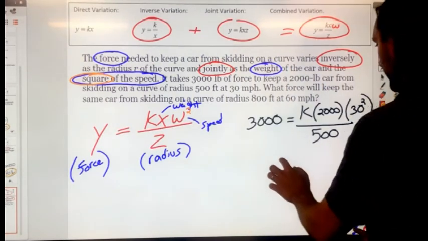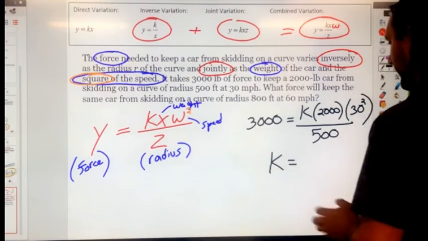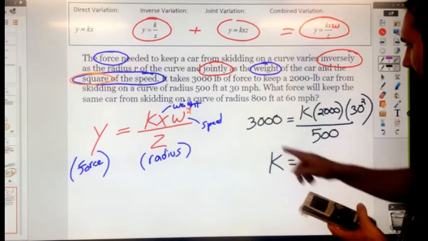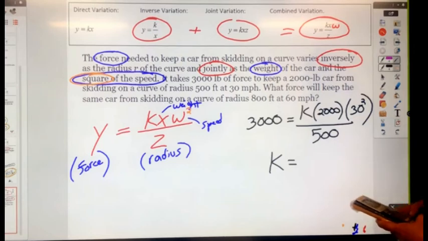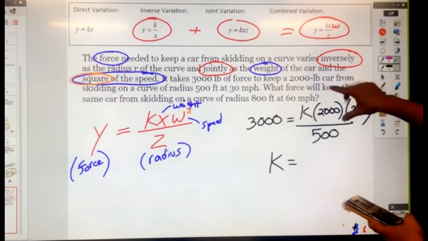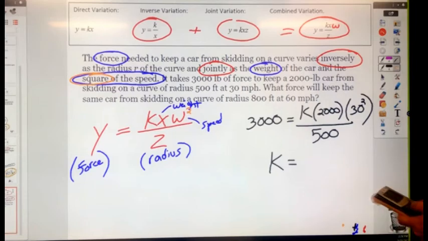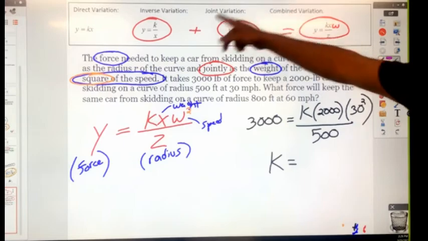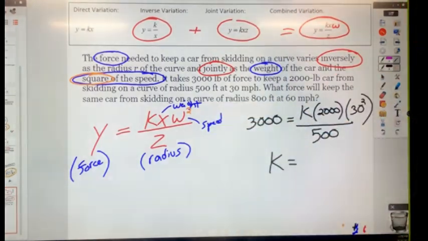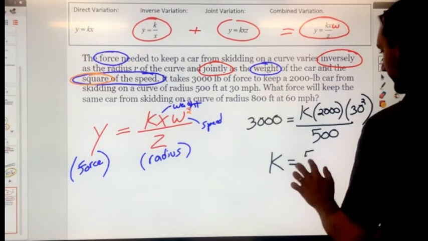So to solve for K, I need 3,000 multiplied by 500, and then divided by 2,000 times 30 squared. Like I said, with these combinations, you're going to get a weird fraction for the K. K is 5/6.